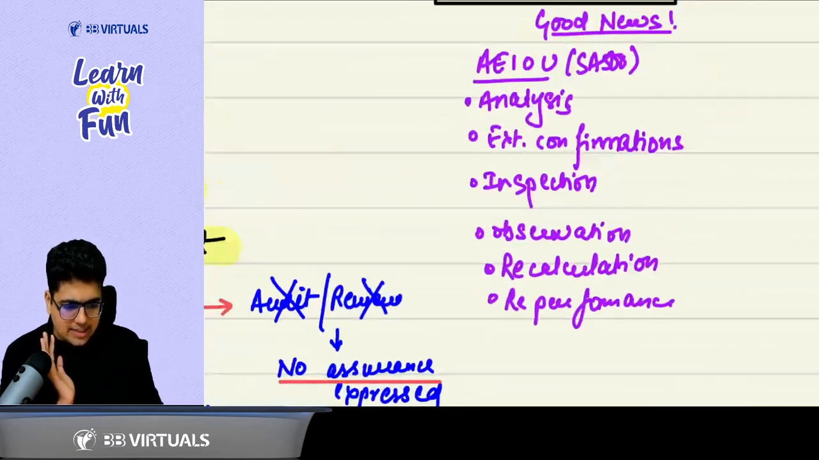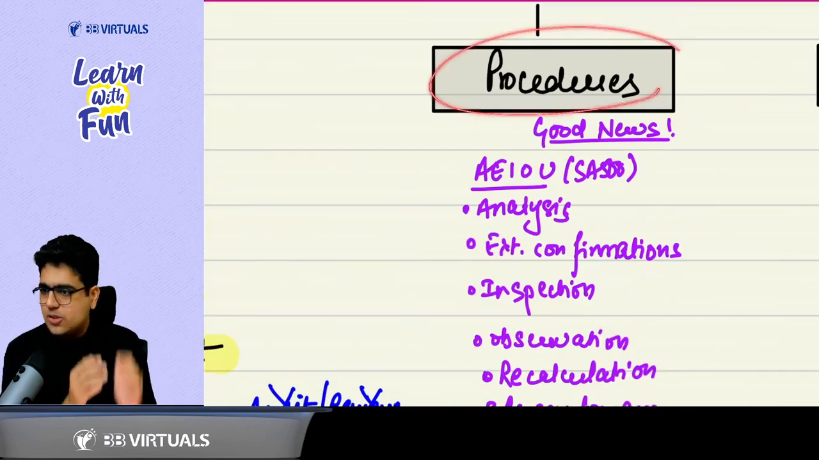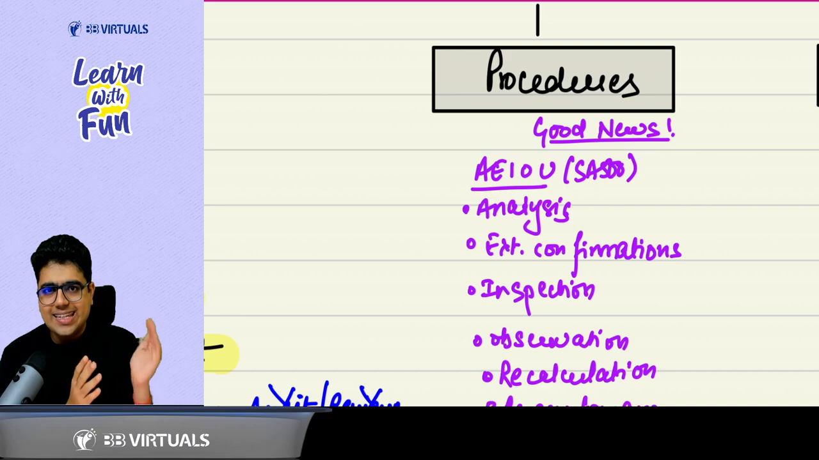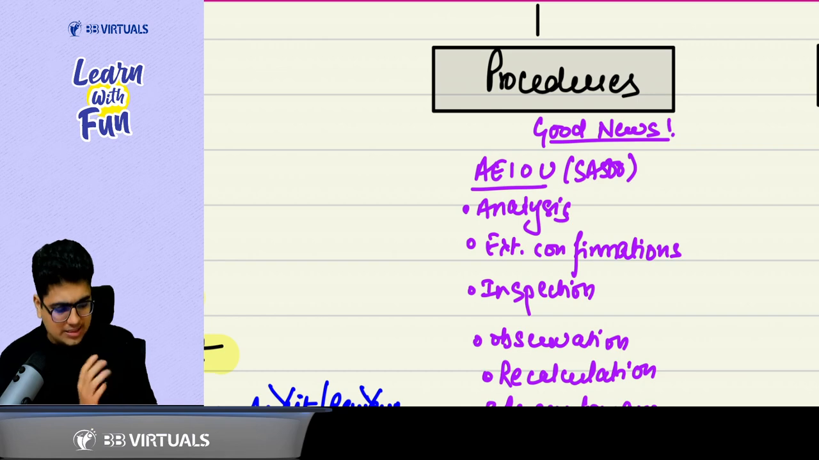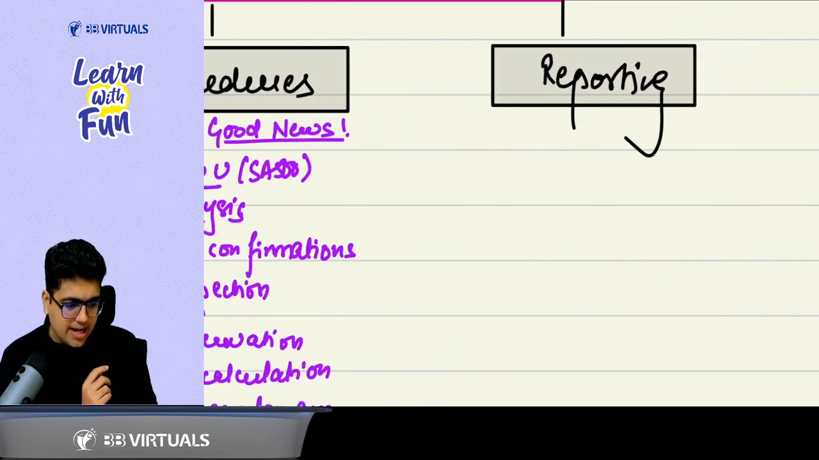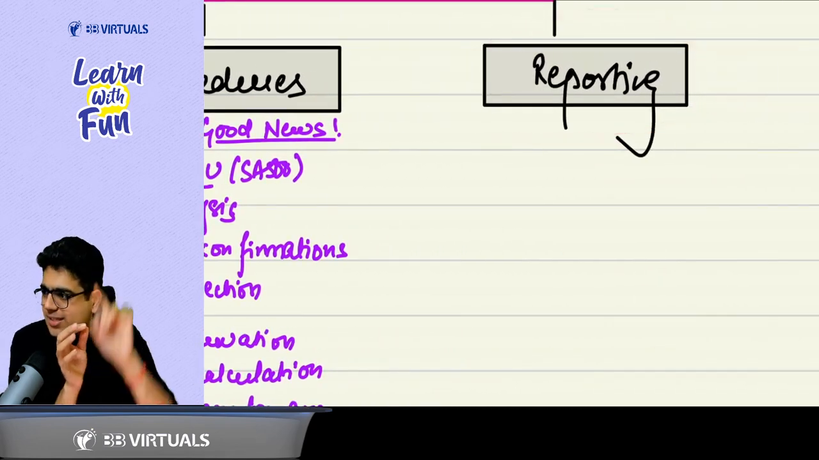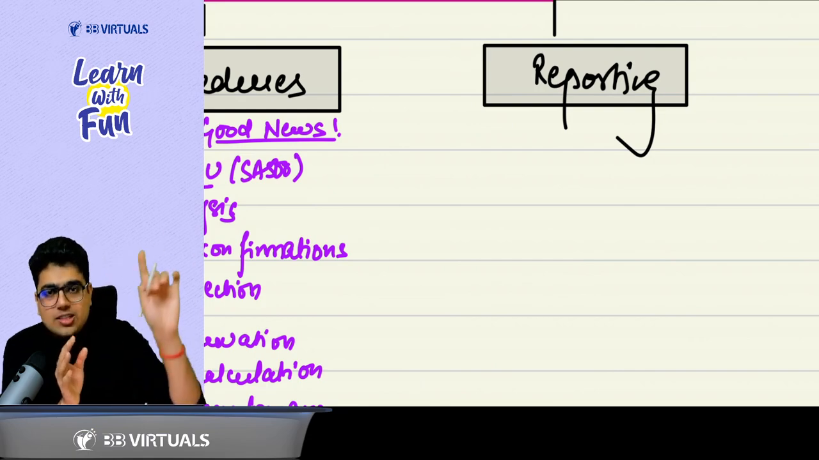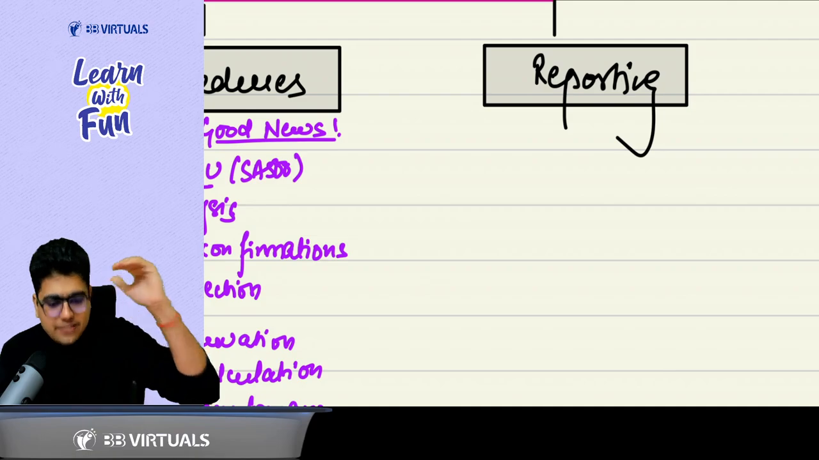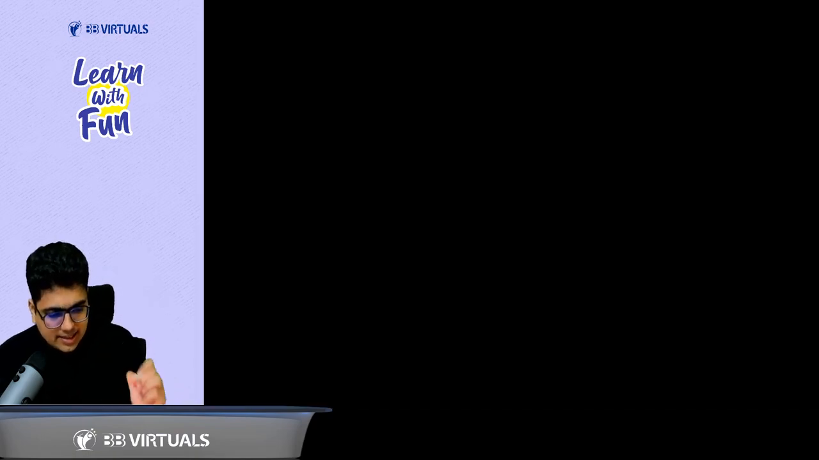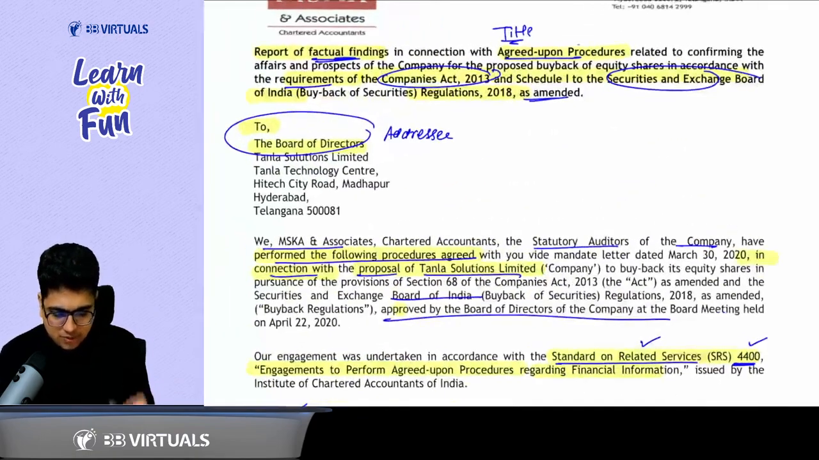Clear, sir. Then we discussed the audit procedures. The good news was we already know about these procedures: A, E, I, O, U. Analysis, external confirmations, I for inquiry, I for inspection, O for observation, U for recalculation and reperformance. These are the basic points you need to consider. And in case of reporting, you just need to go with the flow. Sir, what was the flow? Just remember the report that we discussed.